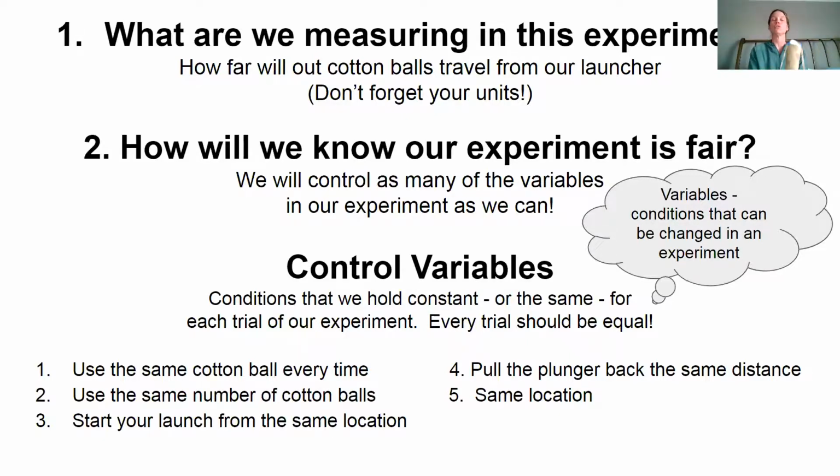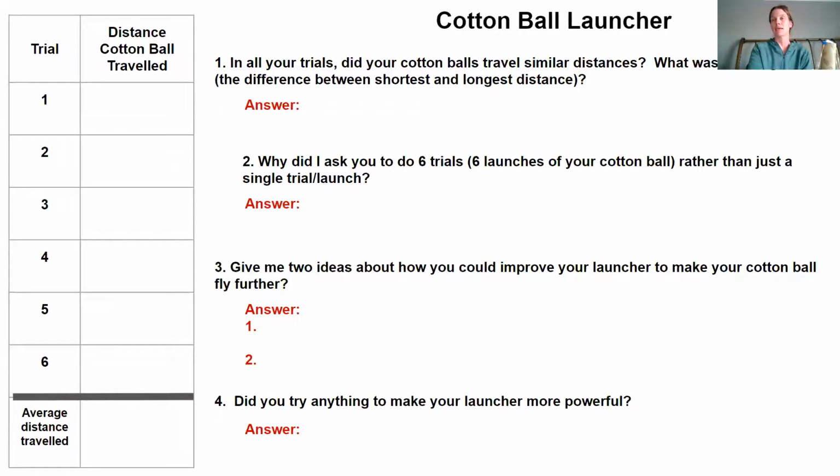Okay. Once you have come up with how you're going to do your test, I want you to go ahead and complete the experiment. And this involves filling out your Google slide. If you look on the left-hand side here, you're going to do 6 trials. You're going to measure how far the cotton ball traveled each time. You want to indicate the units. So you can use the meter stick that you made during your constellation project. You can use a yardstick. You can use a 12-inch ruler, a tape measure, whatever you have at home is fine.